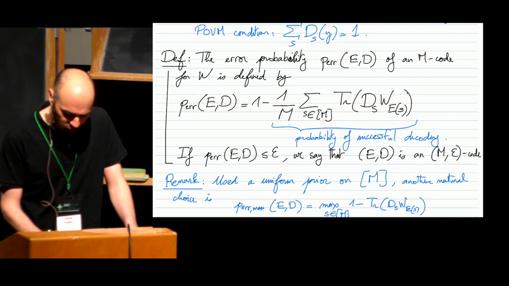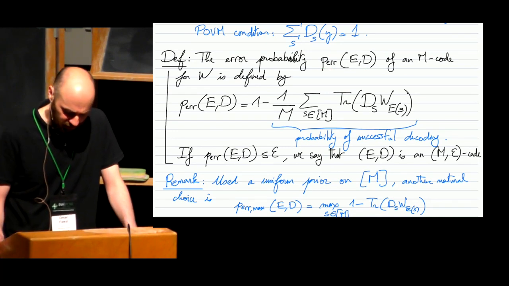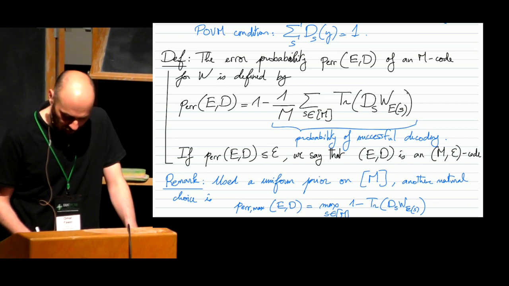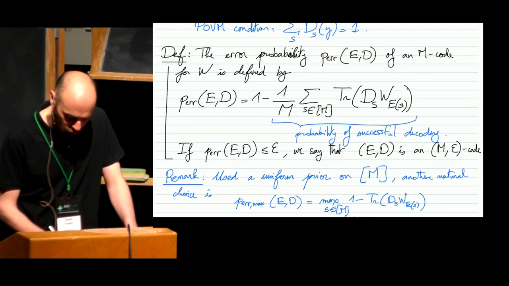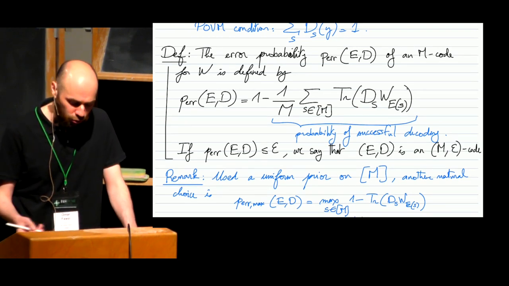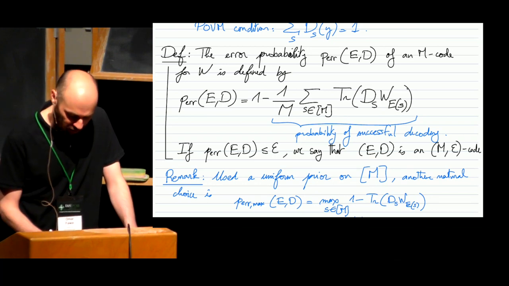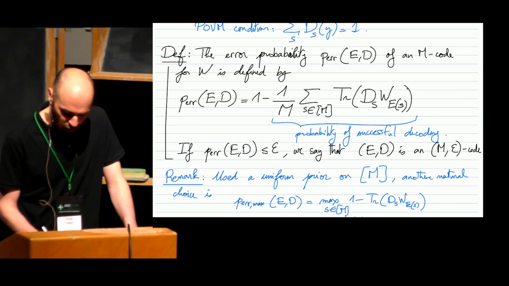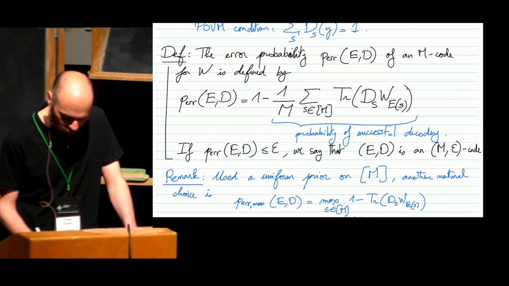Okay, so I'll denote it as P error probability for an encoder and a decoder. It is just the average. I'll choose to look at just the average error. So I take the average over all possible messages of the probability that when I send S, what happens?